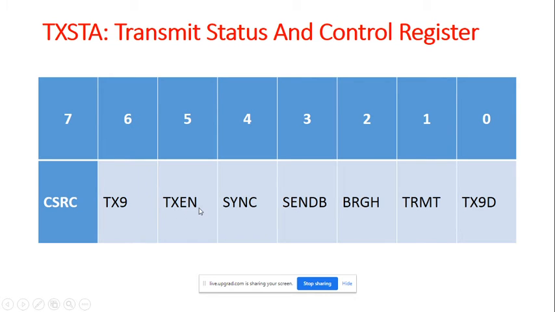This TX enable pin: 1 means enable and 0 means disable. Your transmission process must be enabled, which means this bit must be 1. In the program, you are making bit number 5 a 1, that is, TXEN pin is equal to 1.